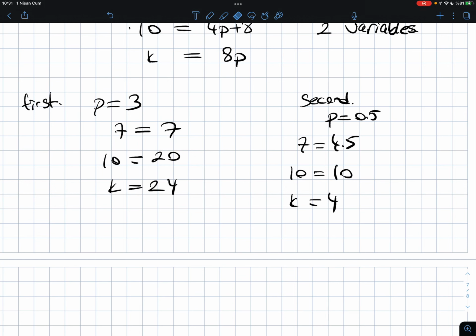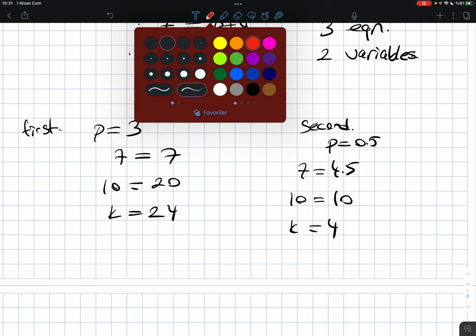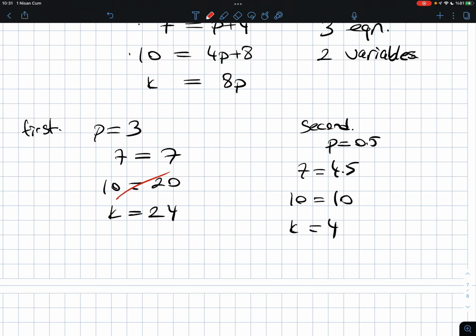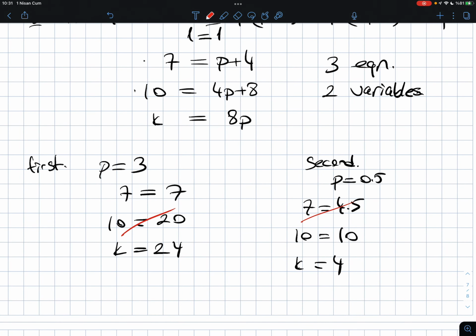Now, obviously, we cannot satisfy the set of equations because here we have a false identity, here we have another false identity. So therefore, we cannot come up with a p-type controller that satisfies this set of equations. Therefore, there is no solution.